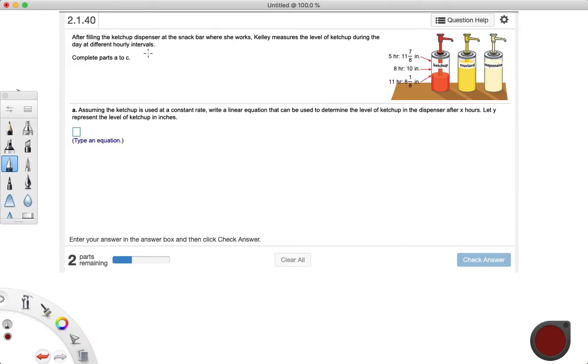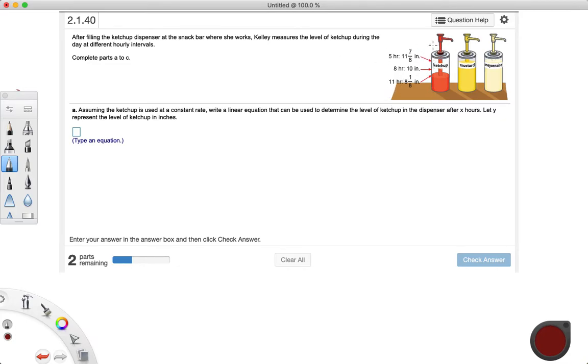This is actually from the book that you guys don't have, but that we are technically supposed to use. After filling the ketchup dispenser at the snack bar where she works, Kelly measures the level of ketchup during the day at different hourly intervals. Actually, they're each after 3 hours. Anyway, that's fine. So what we're going to do is we want to write an equation that represents how much ketchup is in the bottle depending on how long it's been.